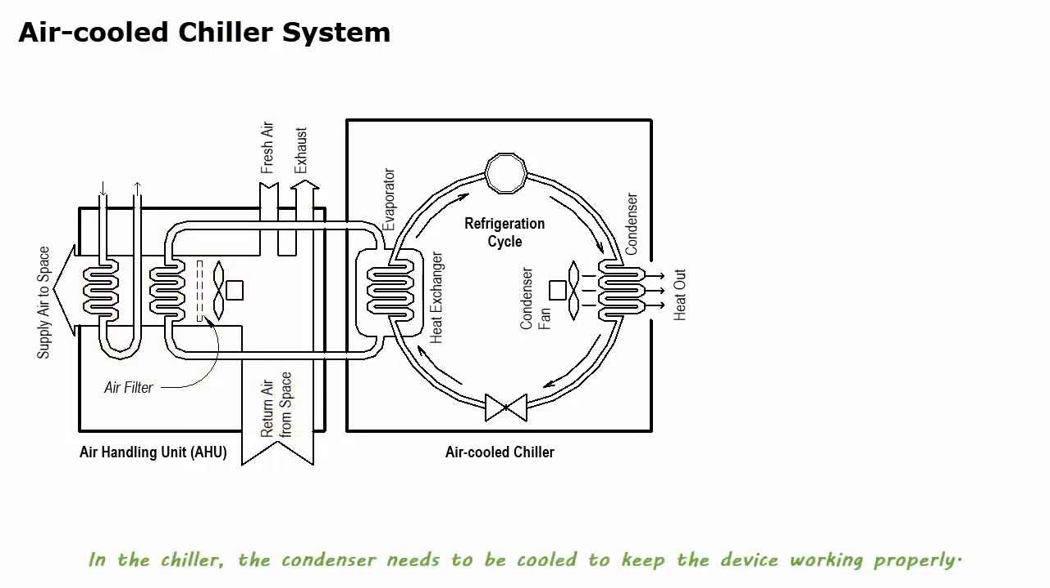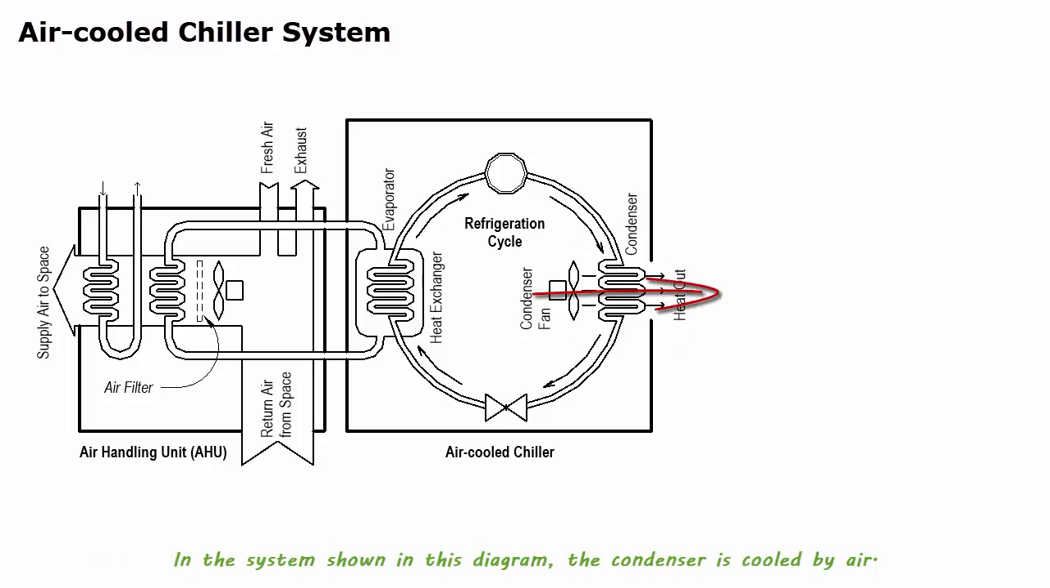In the chiller, the condenser needs to be cooled to keep the device working properly. In the system shown in this diagram, the condenser is cooled by air. We call this an air-cooled chiller. The air handling unit can be located indoor or outdoor, whereas the air-cooled chiller is typically located outside due to the need of moving a large amount of air through the condensing coil.